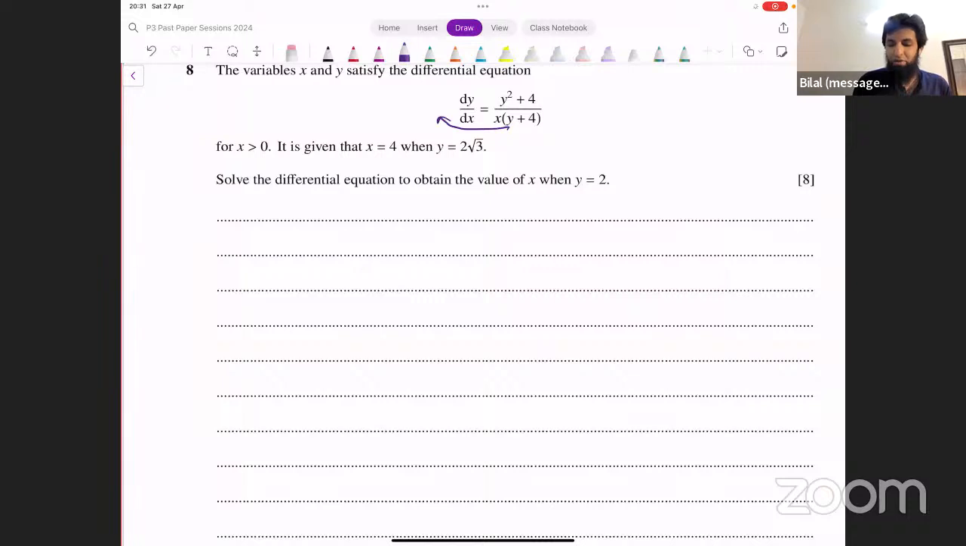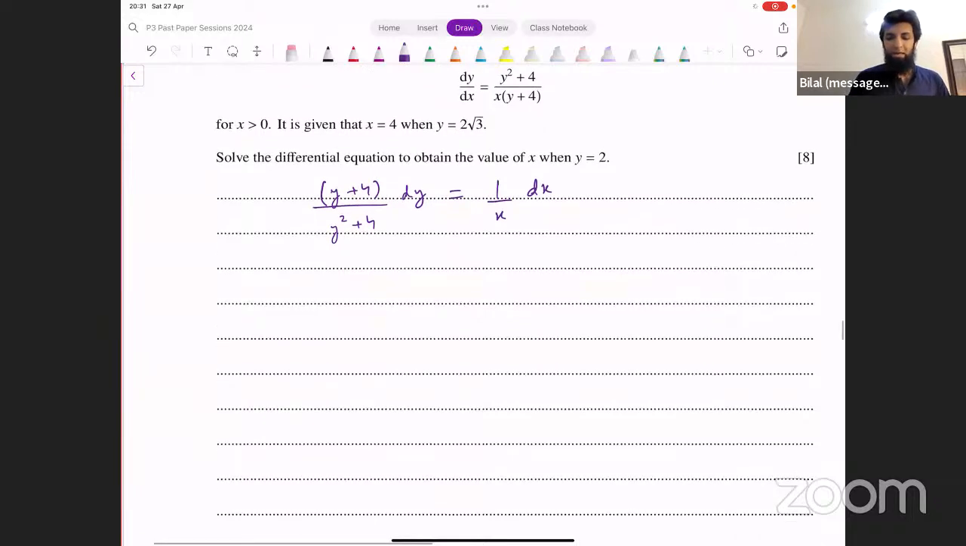Let's bring y plus 4 to the left side. That becomes y plus 4. And then bring y squared plus 4 in the denominator here. Then we have dy here. On the right side, we're left with just 1 over x and dx. Okay, so variables are separated. X terms on the right side, y terms on the left side, dy on the left, dx on the right. Let's integrate both sides now.